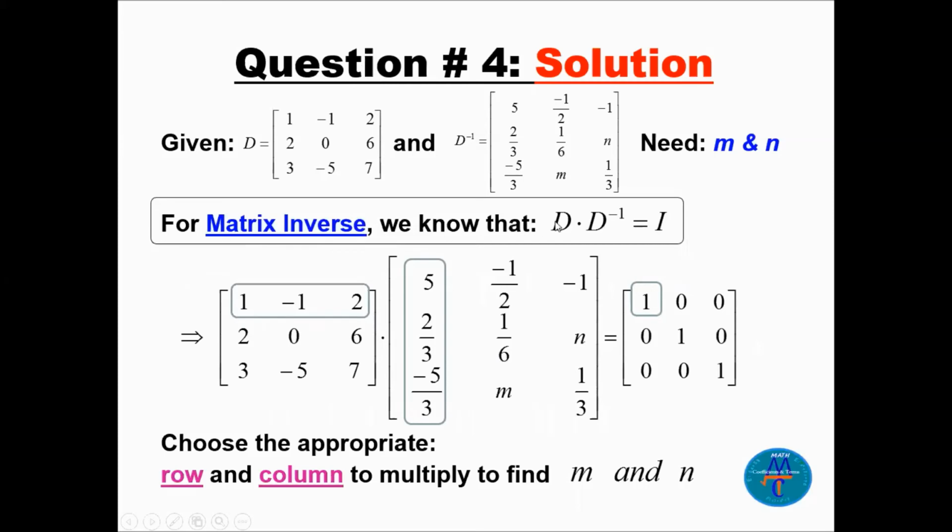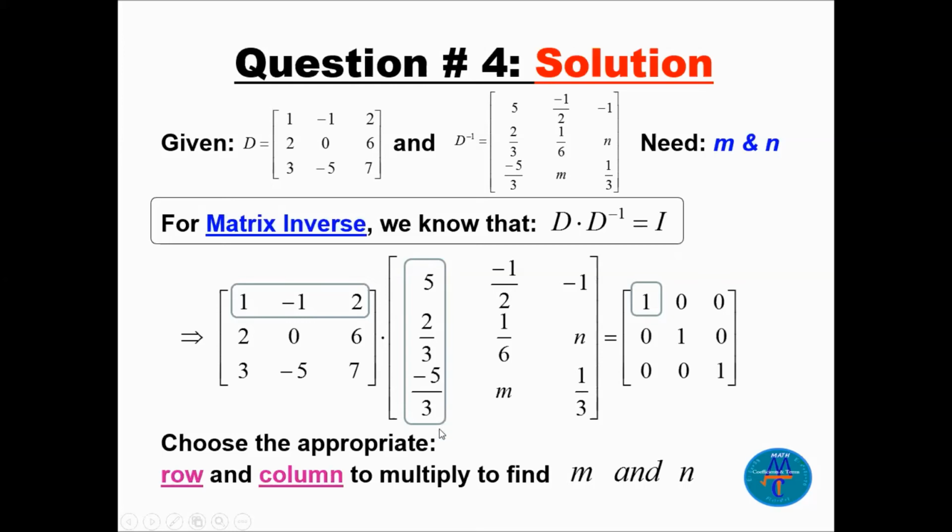Okay, we know that D times D inverse is I. So I can just write down here what is D, and then I write D inverse. If you multiply, the answer is I. We know the identity 3 by 3: 1, 0, 0, 0, 1, 0, 0, 0, 1. So if you multiply row 1 times column 1, see what you get here. You can try it. Get a piece of paper, please. You can try 1 times 5, and then minus 1 times 2 over 3, 2 times minus 5 over 3. You add these numbers, you should get 1, because this location is row 1, column 1.